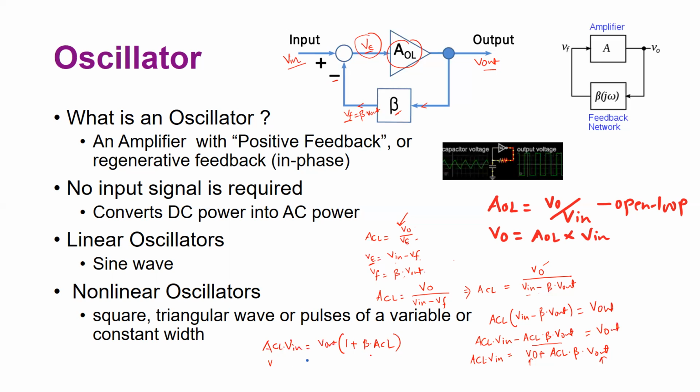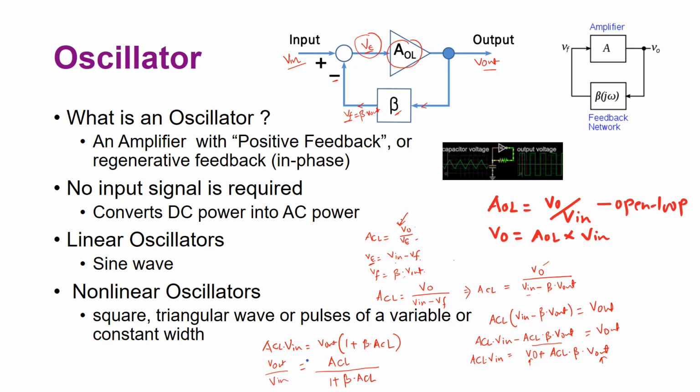What can we do here? Is there anything we have missed out? Let me write here, ACL is equal to VU. Just a second. Right, so we can finally write V out divided by V in would be ACL, that is a closed loop gain, divided by 1 plus beta times ACL, right?